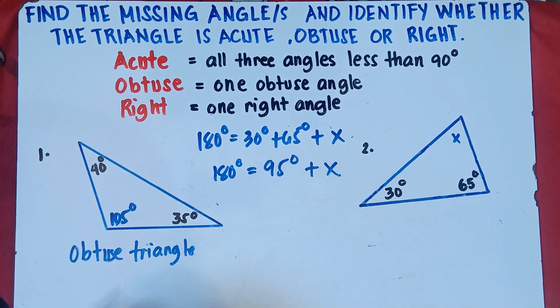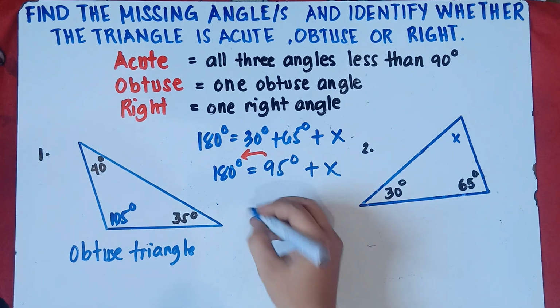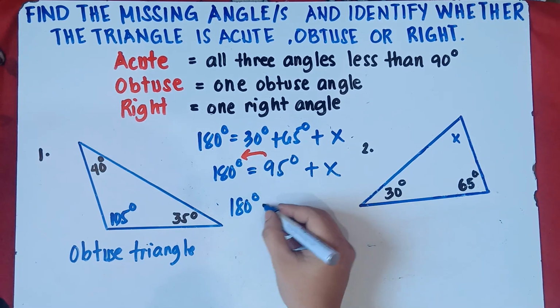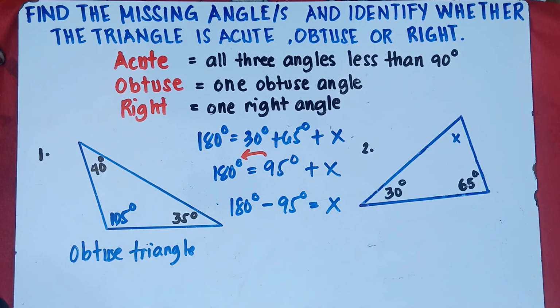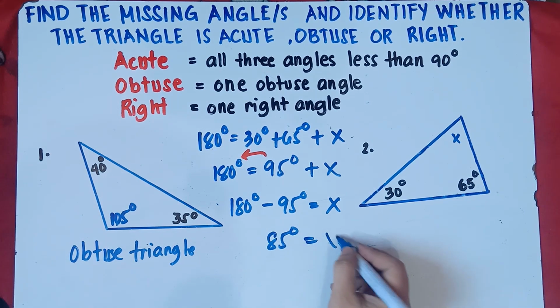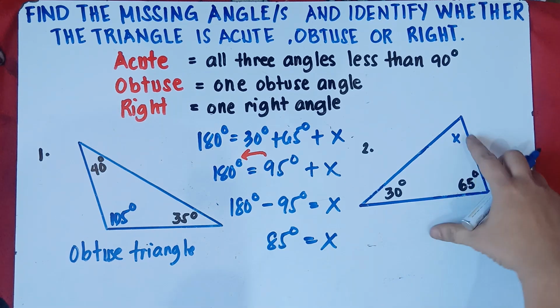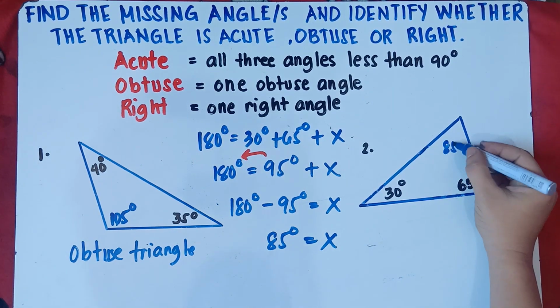Or we can just simply transpose 95 from right to left. So this will be 180 degrees minus 95 degrees equals x. So 180 minus 95 degrees, that would be 85 degrees equals x. Therefore, this angle right here is 85 degrees.